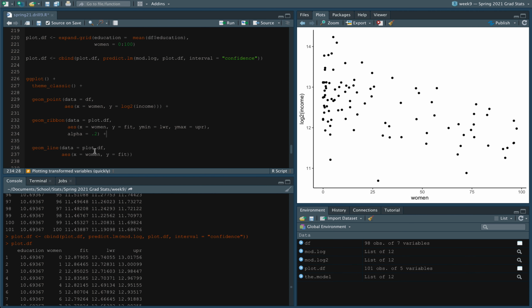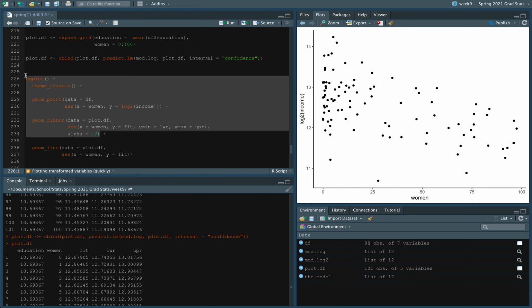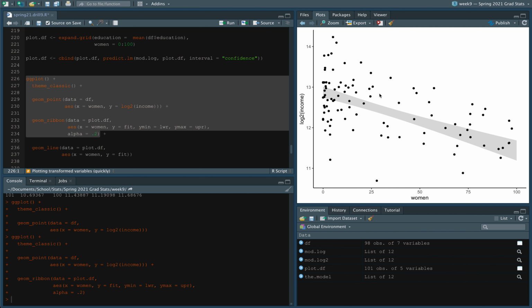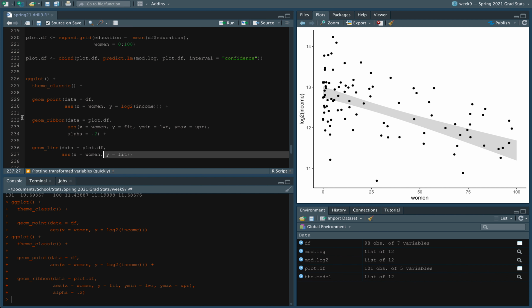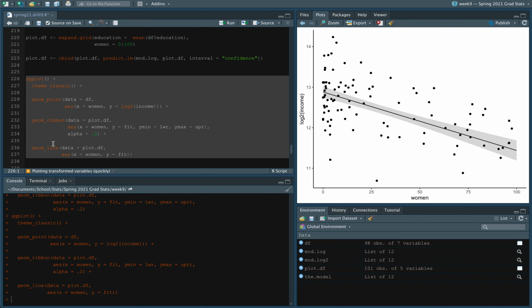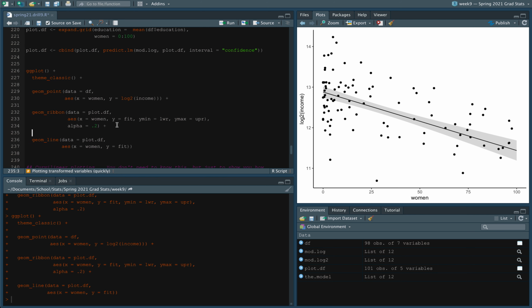For the geom ribbon, we want our x to equal women, our y to equal the fit, and then ymin and ymax to equal the lower and upper. And then for our geom line, we just need x to equal women and y to equal fit. So if we run also with the ribbon, we get that ribbon that it pulls from our plot df. And then finally, when we run it all together, it'll also add in that line, also pulled from plot df.